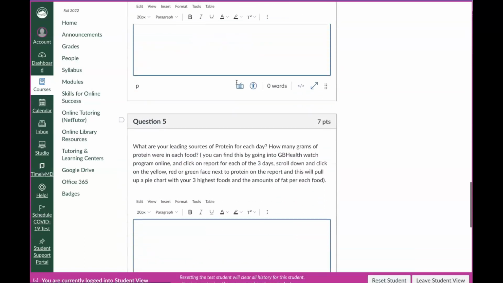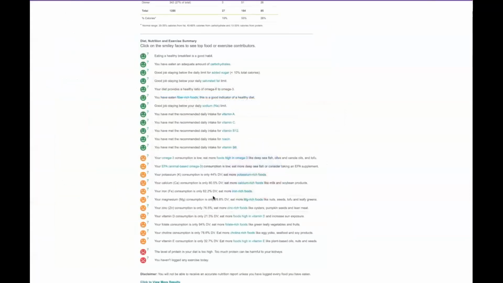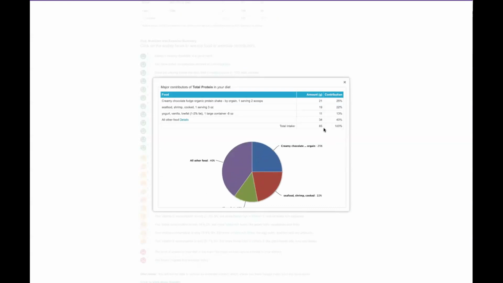The protein one's very similar. Your leading sources of protein. So I think I just pulled that up over here where I showed you guys. I have to search for it. It's hard on the spot. So again, I'm looking at my protein intake. This is saying it's too high. This is why I'm not having you go on just what GB Health Watch is rating you. I want you to make that assessment because I'm going to say, well, that's not really that high. That's fine given what my targets are.